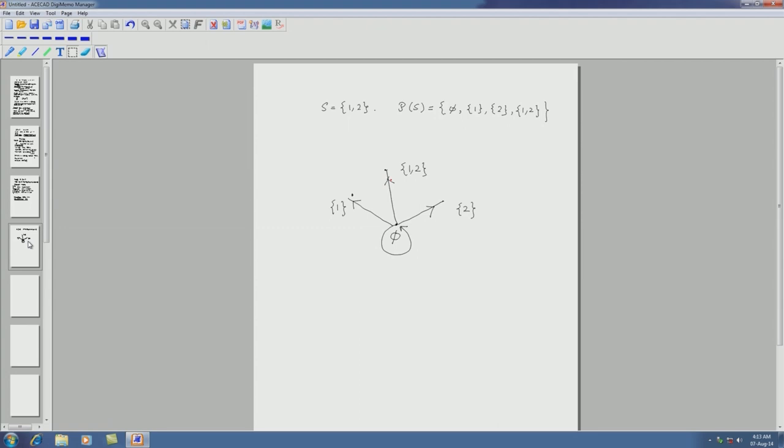Then I start from 1. I know that 1 is related to itself. So, I draw like this, and I know that 1 is related to 1, 2. So, I draw an arrow like this. I come to 2 now. 2 is related to itself. So, I draw a self loop over here, and 2 is related to 1, 2. So, I draw an arrow with an arrowhead. And finally, 1, 2 is related to itself. So, I draw like this.